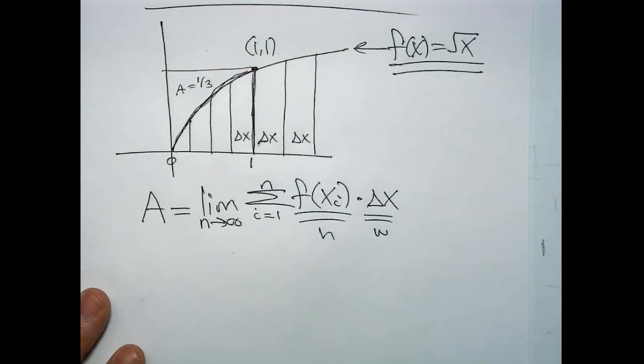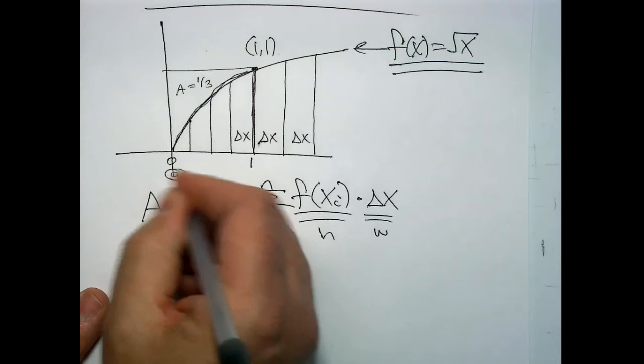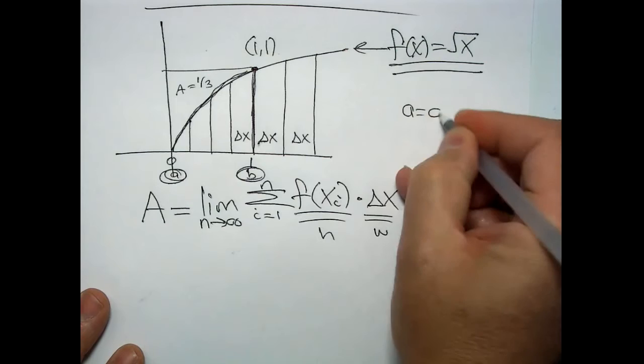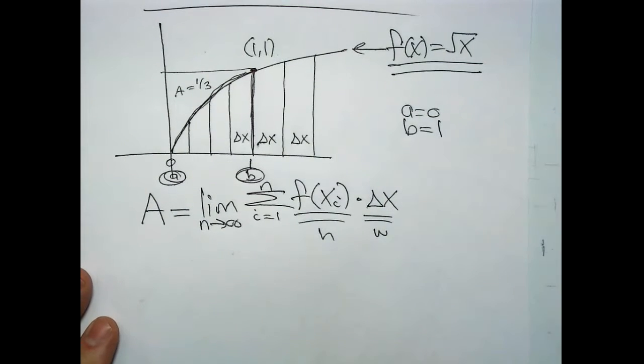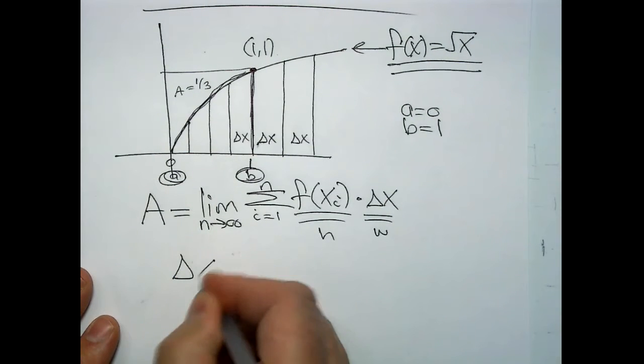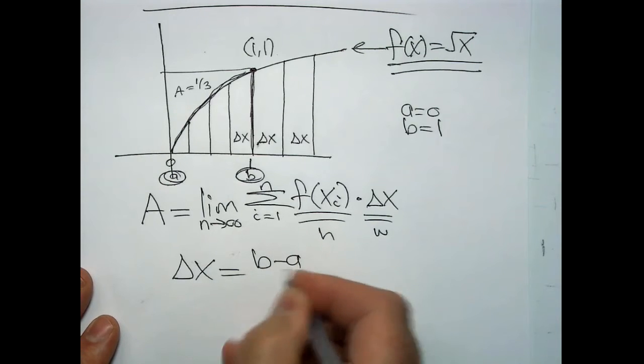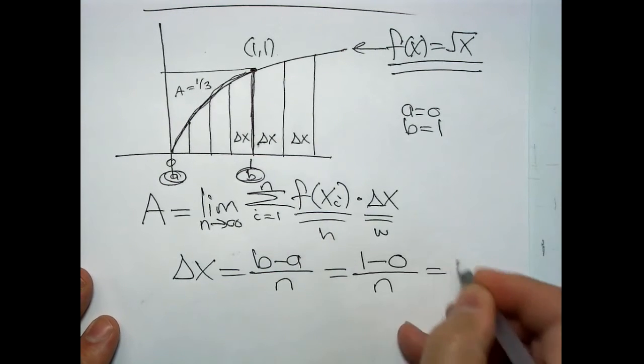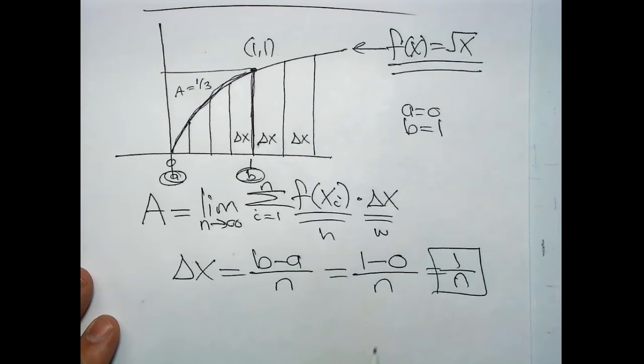Let's try this. So a will be 0. b will be 1. We'll set those up here. And we do know the formula that we've used in the past. Delta x is b minus a over n. That would be 1 minus 0 over n, or just 1 over n. Not too difficult to get delta x.